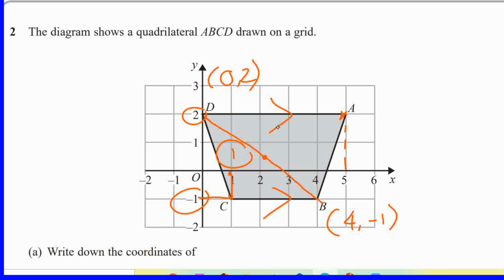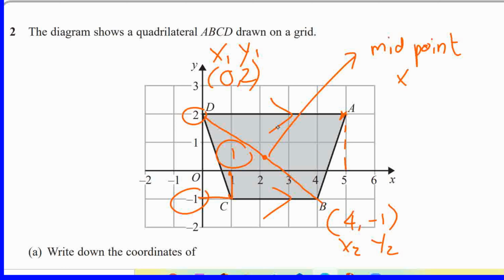For the midpoint, the formula is: (x1 + x2) over 2, and then (y1 + y2) over 2.